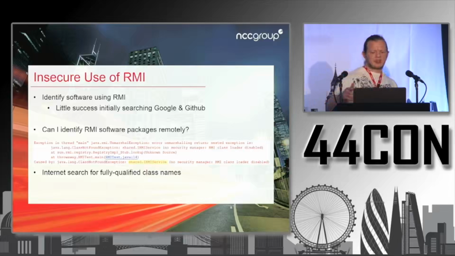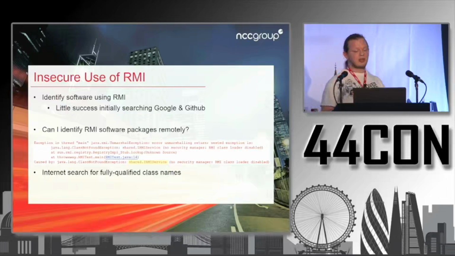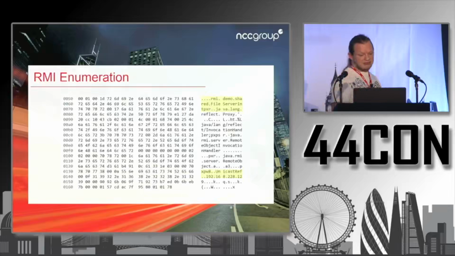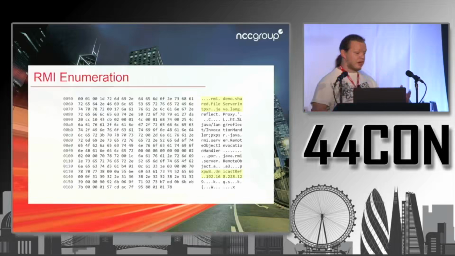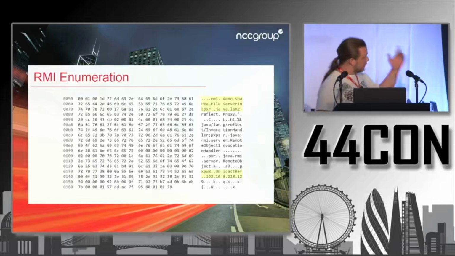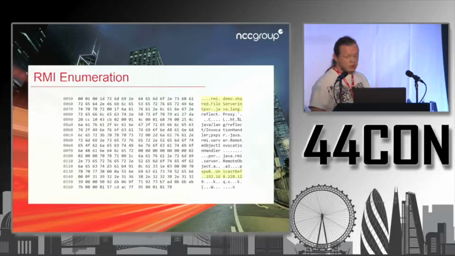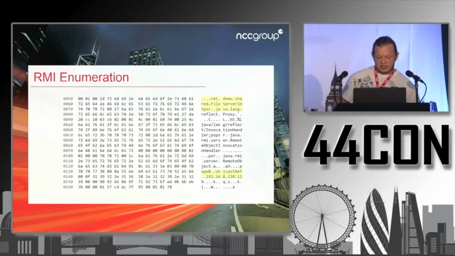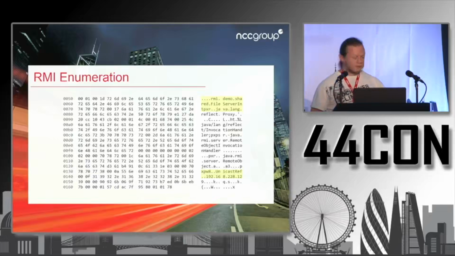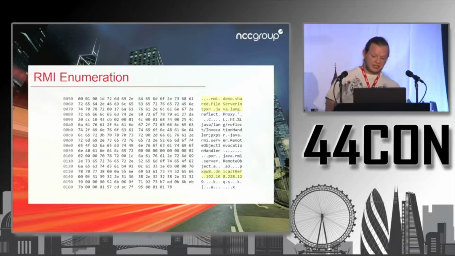But that exception also told me that the fully qualified class name must be coming back over the network. So I did a bit of digging into that, and that's an example of some RMI traffic. You can see fully qualified class name at the top, rmi.demo.shared, so on. And down at the bottom, you can see an IP address, 192.168.228, and so on, which is actually where that object lives, and where you can communicate directly with that object and invoke methods.